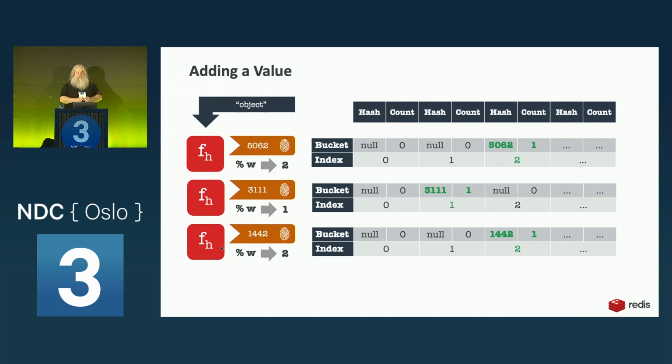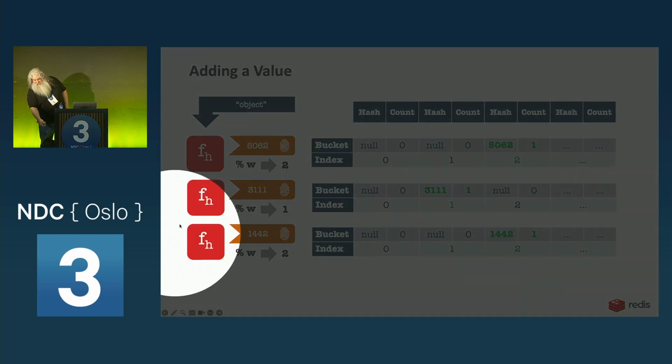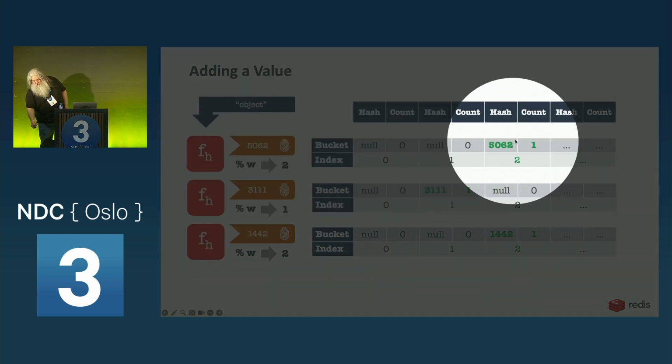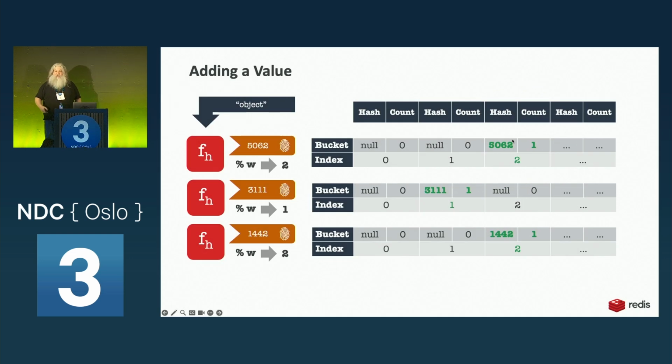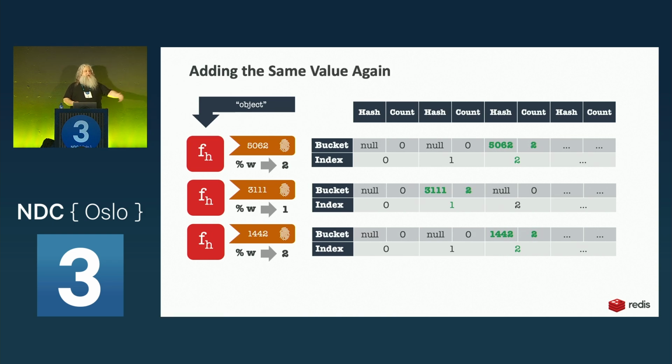If we add object a second time, it's going to calculate these hash values again, it's going to get an index, it's going to look in that index, and it's going to say, this index is taken. And it's going to say, well, is it mine? Does this 5062 here match the value in here? Yes, it does. So we increment the count. And as we add object over and over again, the count will just keep getting bigger and bigger.